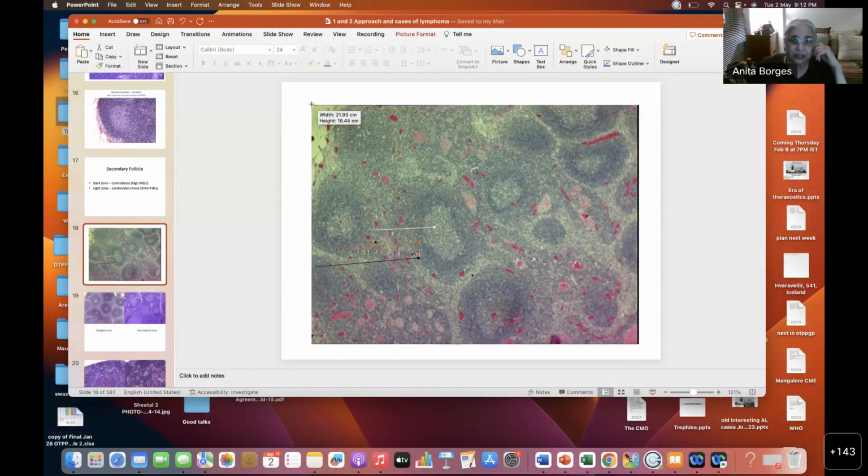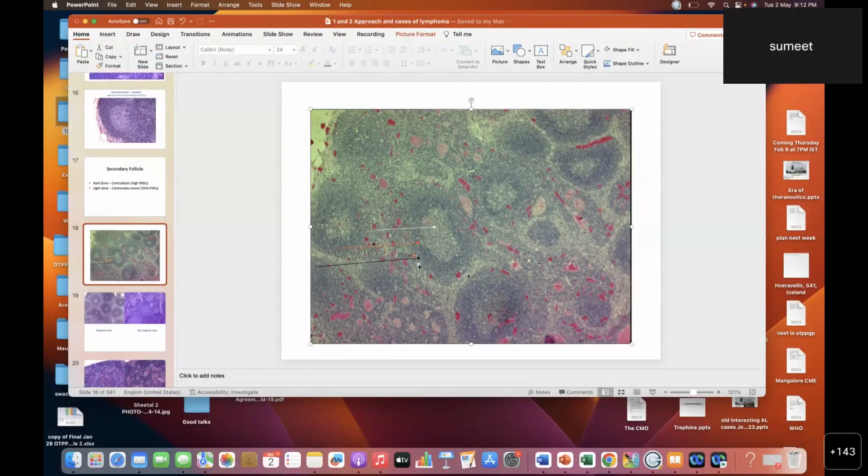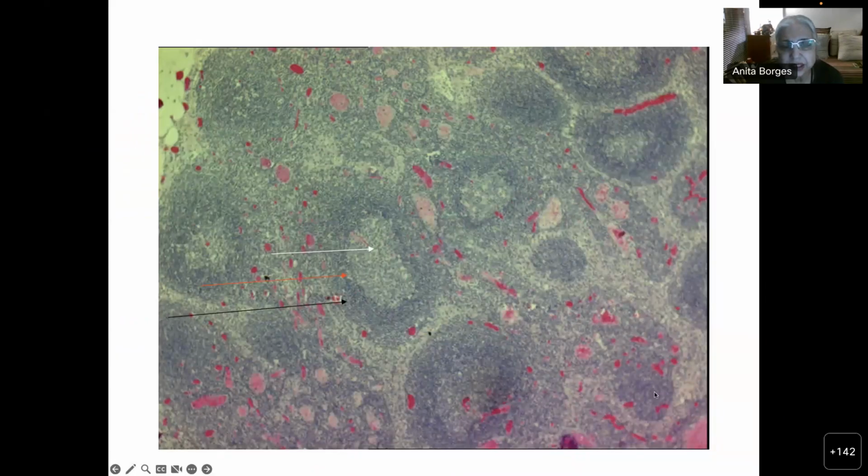Yes, sorry, this is for marginal zone. Since you're talking about it, can you just make it full screen? It shows three zones: the central one, which is light in color, followed by a very blue one, the mantle zone, and then this less blue, pinkish, prominent marginal zone. You can see it better in one of your other follicles.